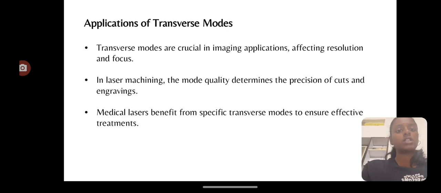Applications of transverse modes. Transverse modes are crucial in imaging applications, affecting resolution and focus. In machining, the mode quality determines the precision of cuts and engravings. Medical lasers benefit from specific transverse modes to ensure effective treatment.